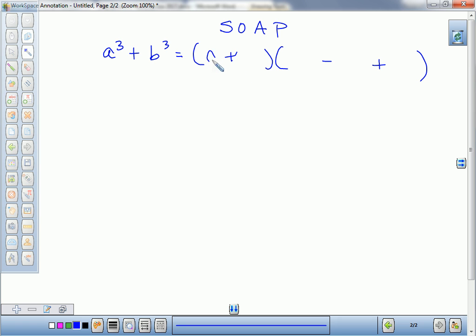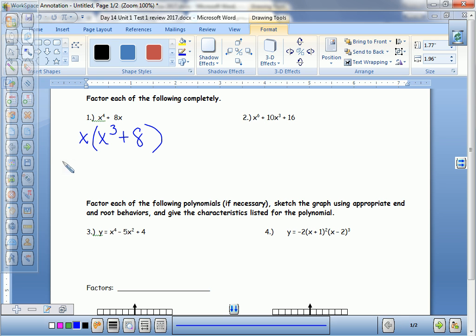Now, the cubed root goes here, and the cubed root goes there. And then we square the first one, do the product of the two, square the last one. So it's square, product, square. All right, so that is our process for a sum of cubes.